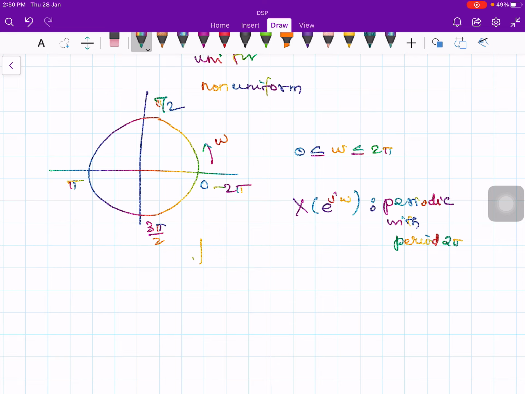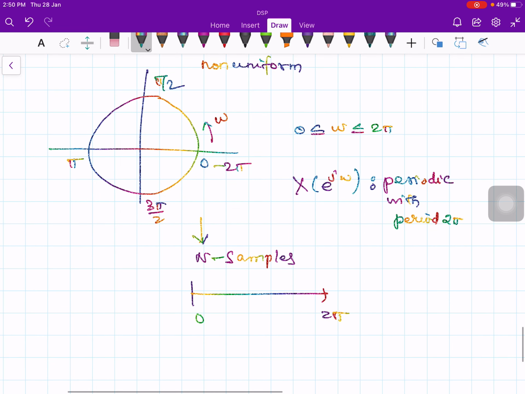See, I need how many samples? Capital N number of samples. But my length is 0 to 2 pi. How can I take them? I am going to employ uniform sampling. So the first sample, let me take at 0 itself. Second sample at 2 pi by N.